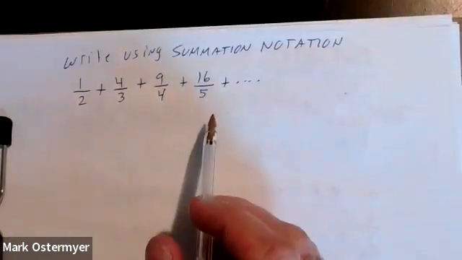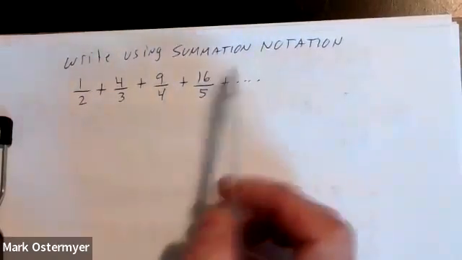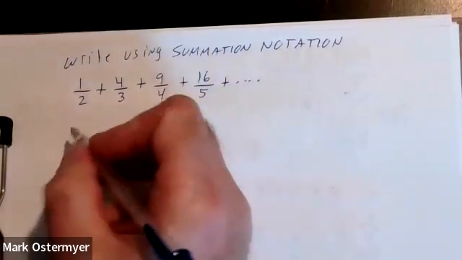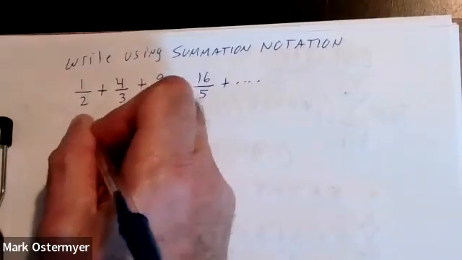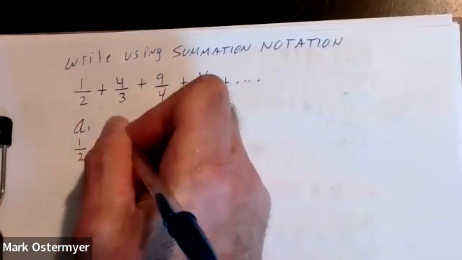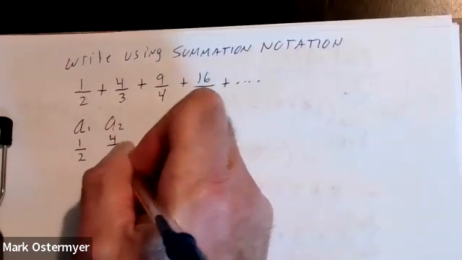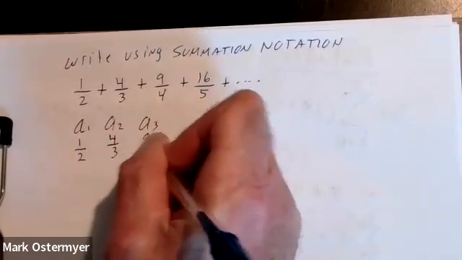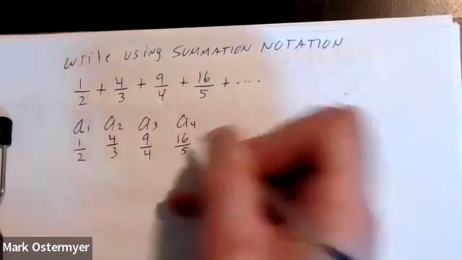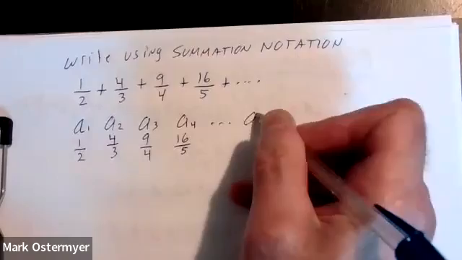All right, this is an infinite sum, and we want to write it using our compact summation notation. First of all, we have to find the nth term rule here. So we need to be asking ourselves: if the first term of the associated sequence is 1/2, the second term is 4/3, the third term is 9/4, the fourth term is 16 over 5, what in general would be the nth term?